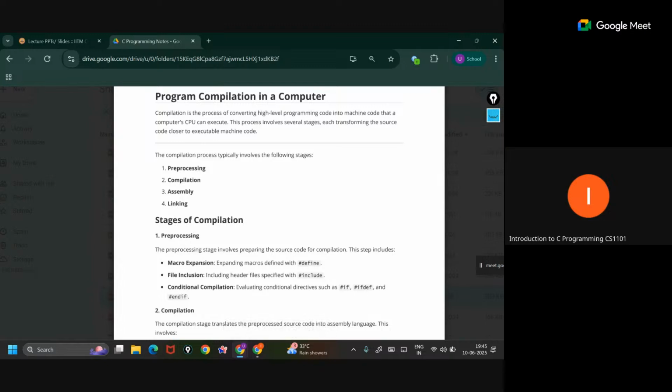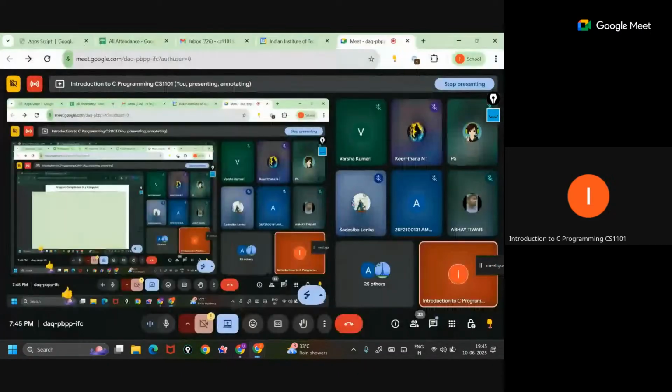Pre-processing means we are including some library files or header files. So it has to decode it, like what it is used for. You all know how to write a basic C program, people?